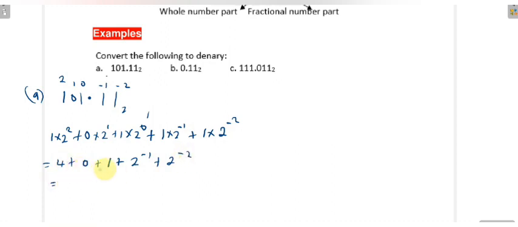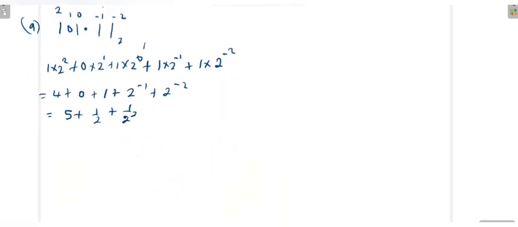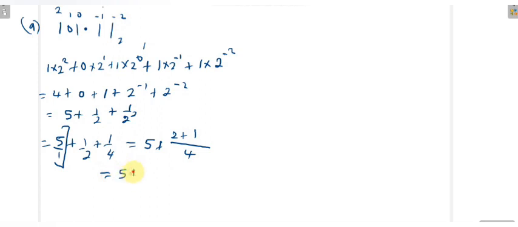So I'll just write this as 4 plus 0 plus 1, that is 5, plus, now 2 raised to power minus 1 becomes 1 over 2 plus 2 raised to power minus 2 is 1 over 2 raised to power 2. So I can rewrite this as 5 over 1 plus 1 over 2 plus 1 over 4. Or I can just omit this side and work out the fraction. So this should be 5 plus, let's take the LCM of this. The LCM of 2 and 4 is 4. So 4 divided by 2 is 2. 2 times 1 is 2. Plus 4 divided by 4 is 1. 1 times 1, 1. So that gives us 5 plus 2 plus 1, that's 3 all over 4.